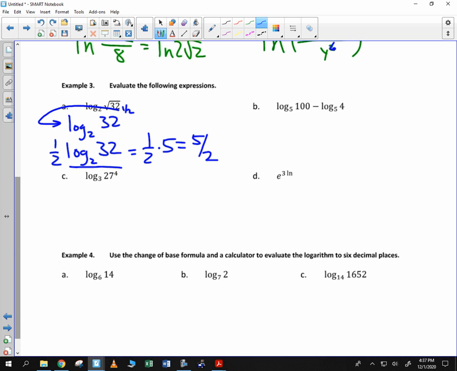Okay, the next one, we're going to rewrite it. We'll have it log base 5 of, this is subtraction, so I'll go to division, 100 divided by 4, which is the log base 5 of 25. That means 5 to what power is 25? Well, that would be 2.